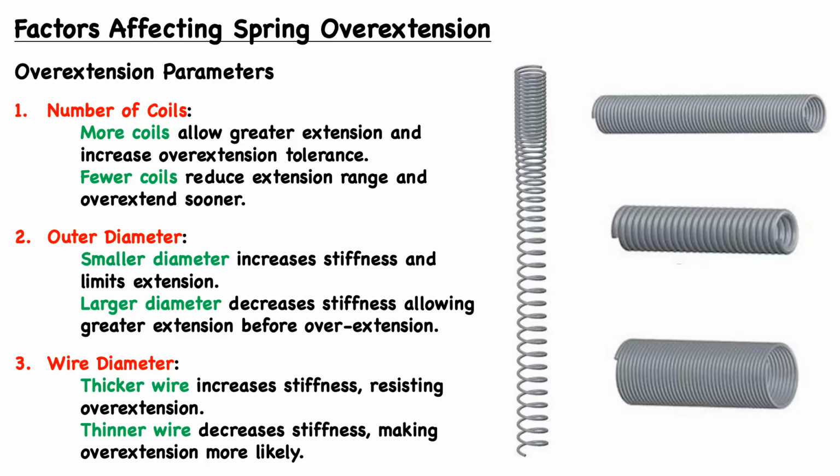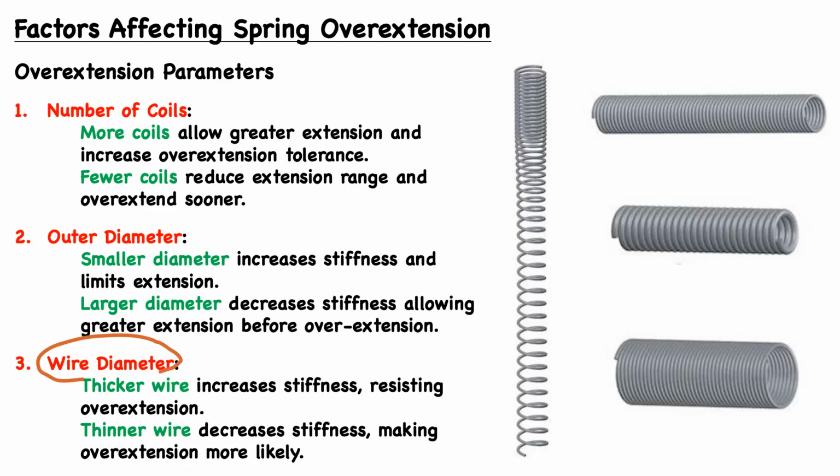greater extension before overextension. So again, for example, here in this middle spring, we have a smaller outer diameter compared to the bottom spring. So for the bottom spring, which has a larger outer diameter, again, if all else was equal, which of course is not the case in this example, but if the only difference between the two is the outer diameter, well then this larger diameter spring will have decreased stiffness and could be extended further before overextension.